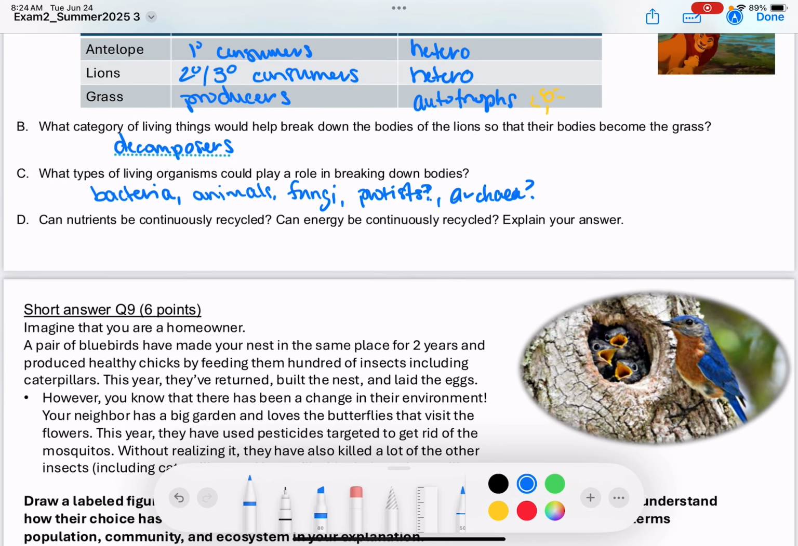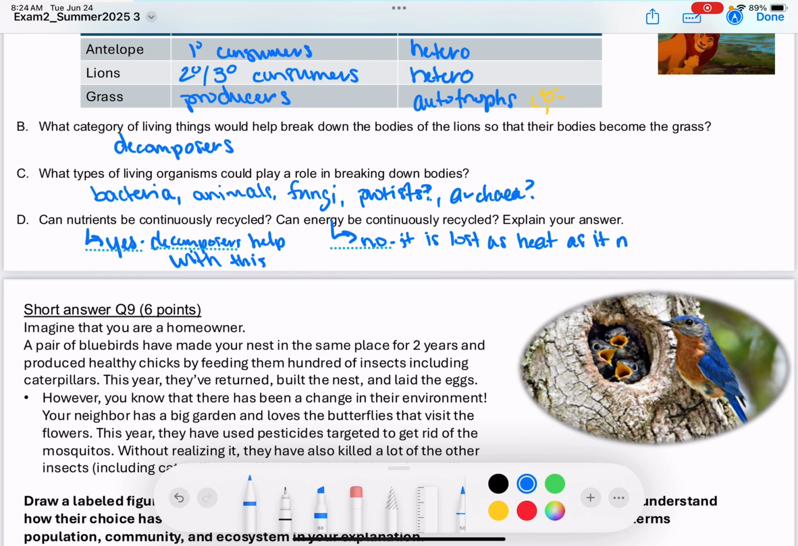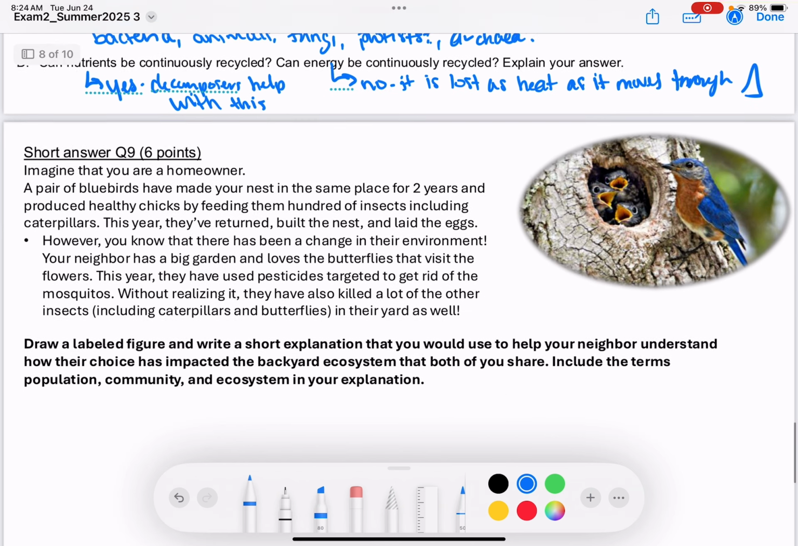Can nutrients be continuously recycled? Yes. The decomposers do this. Can energy be continuously recycled? No. It is lost. You could have said a few different things. It's lost as heat as it moves through the pyramid. So we have to get that continuous input, okay?